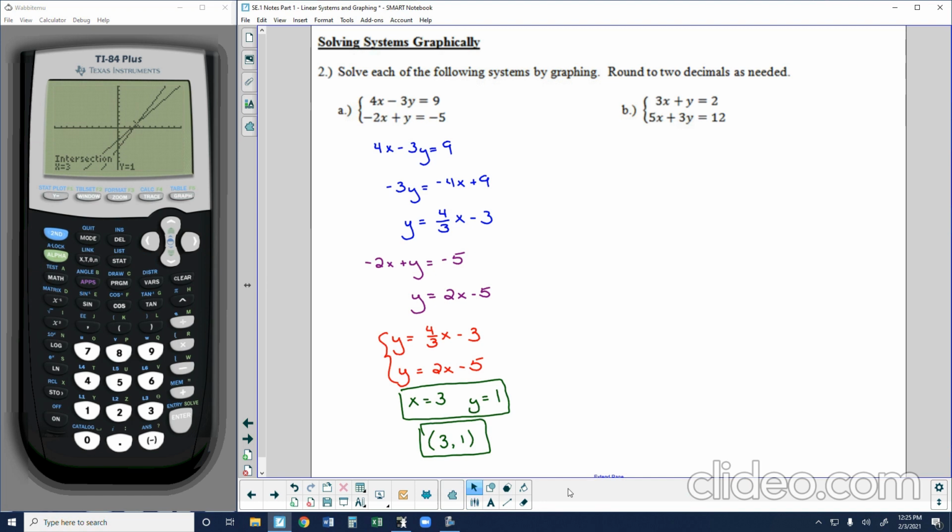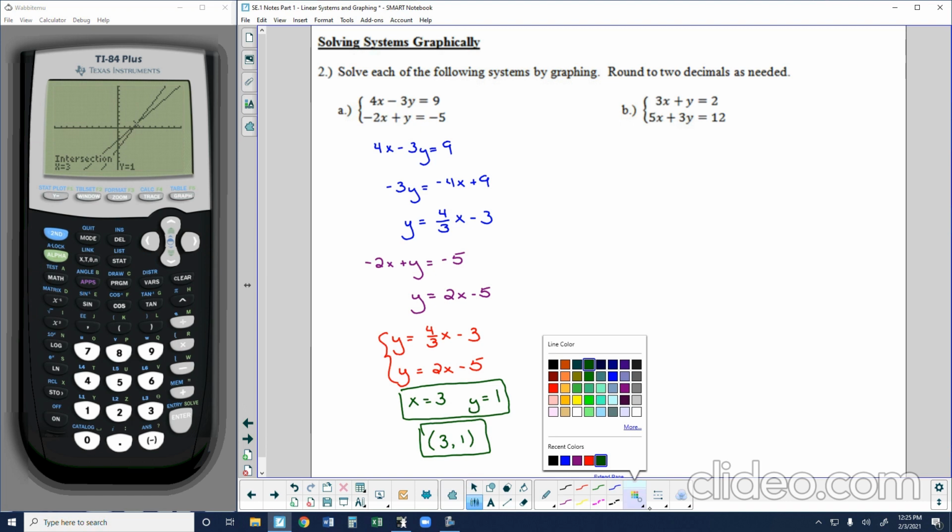Let's take a look at B. Actually, if you kind of get the concept here, pause the video and see if you can complete B. Hopefully you got a chance to work through B. Let's go ahead and work through it together.